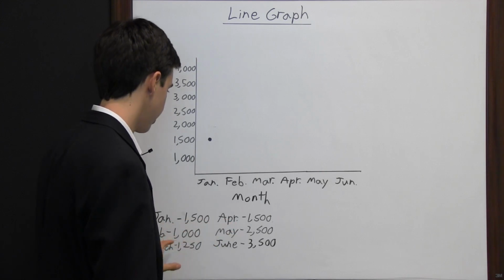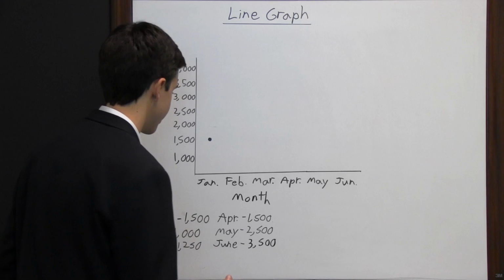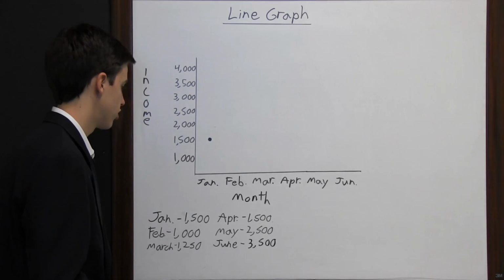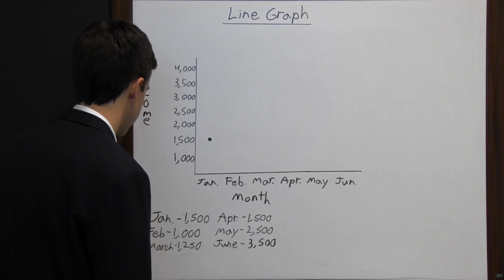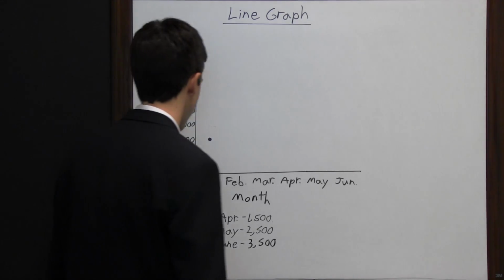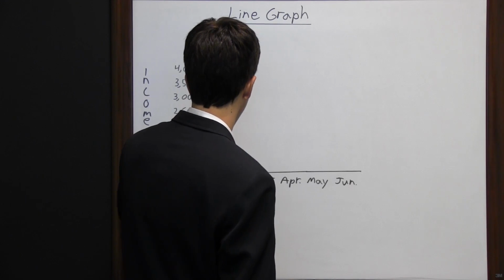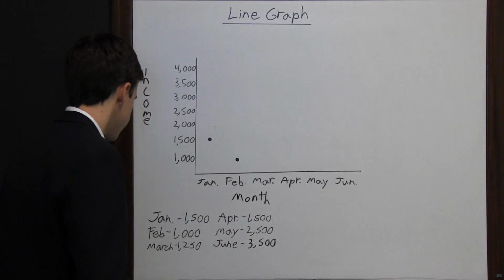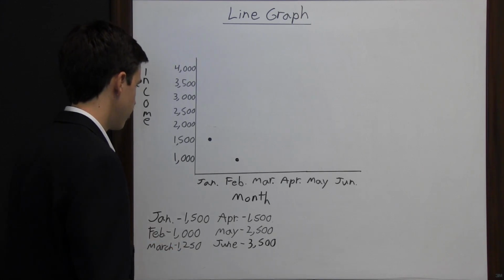Because we have all this right here, this information, but it's hard just to quickly look at this and see a trend in the income level of this person. So in January, the person made $1,500. Now in February, they made $1,000. So we're going to move over to February and then go up to $1,000. Now March, they made $1,250.